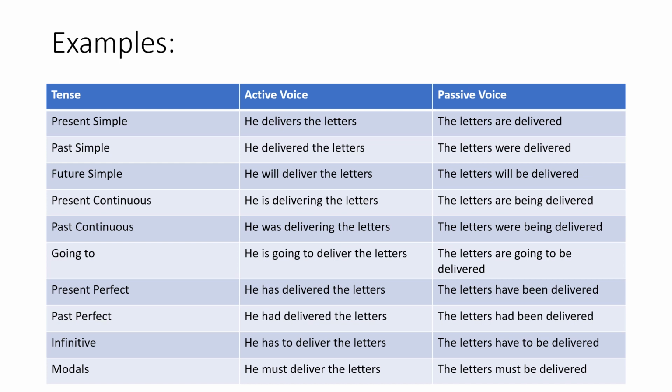It's a past perfect. So over here we can see that in the infinitive active voice, for example, he has to deliver the letters, and while changing it to passive voice we have the letters have to be delivered. With modals in active voice, you can see he must is the modal verb: he must deliver the letters. While changing into passive voice we have the letters must be delivered.